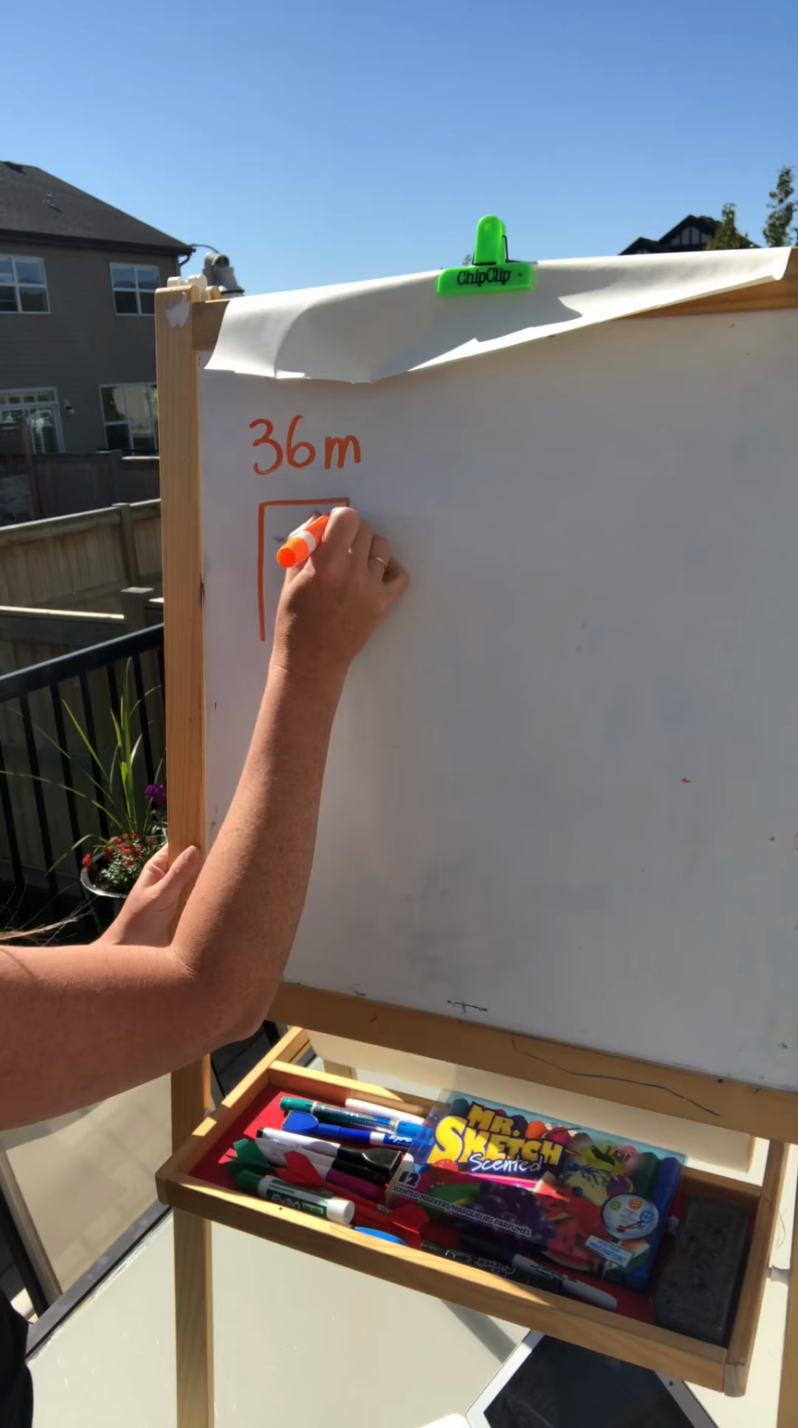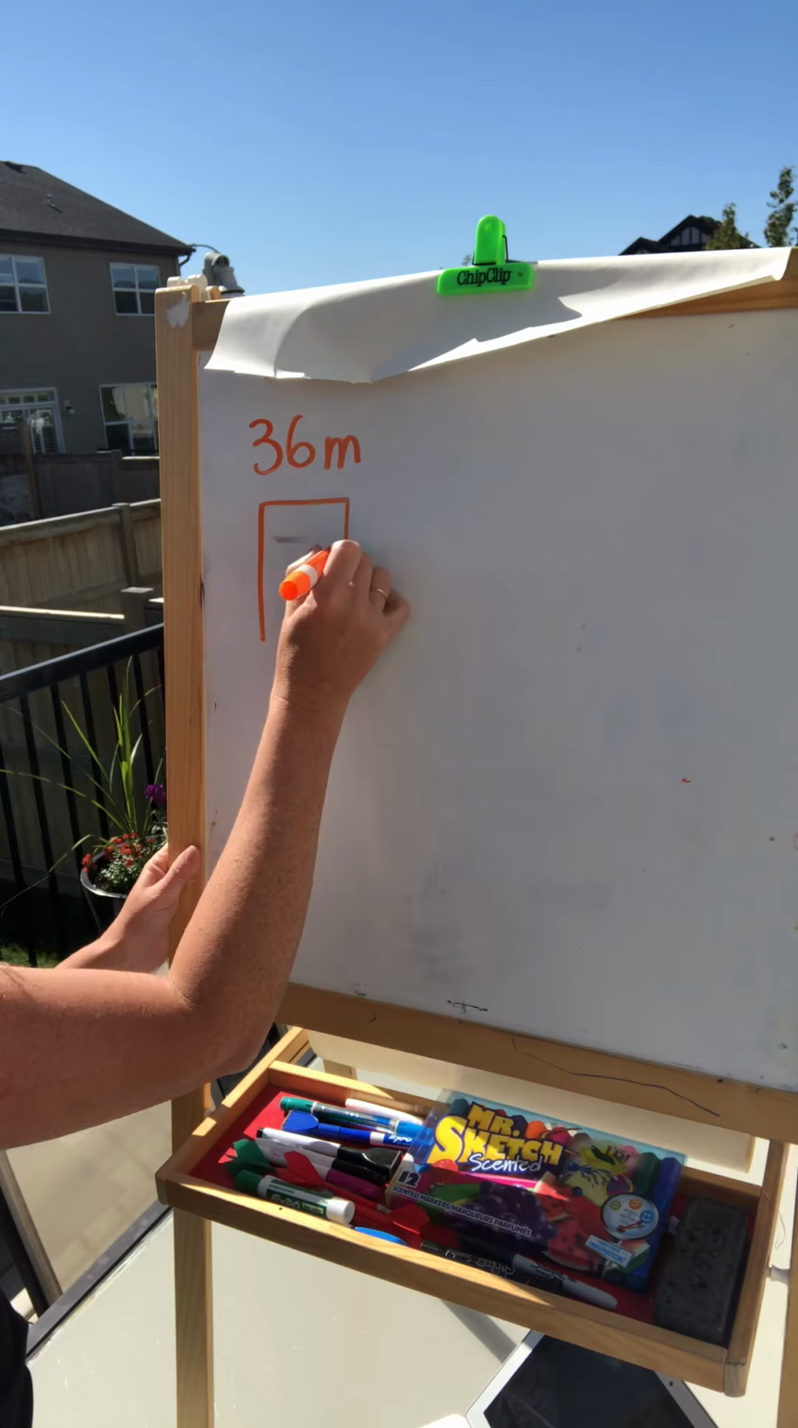So I'm going to look at my whiteboard here. Hopefully you guys can see this. And I know that I have 36 meters of fencing. I write that down. That's an important part of the word problem. So I make sure I write it down so that I can keep track of it while I'm working away. And I know that they want me to make rectangles.